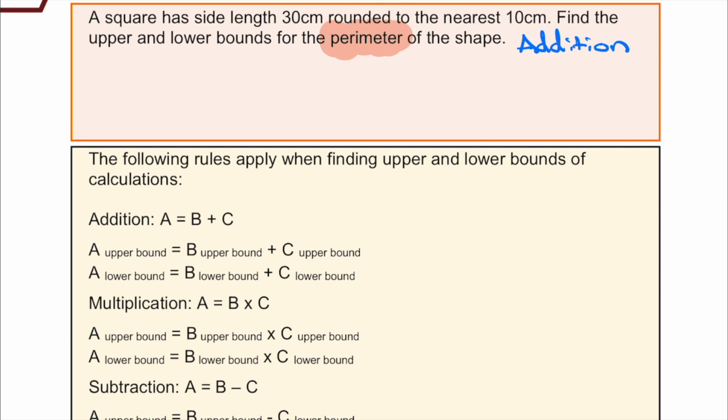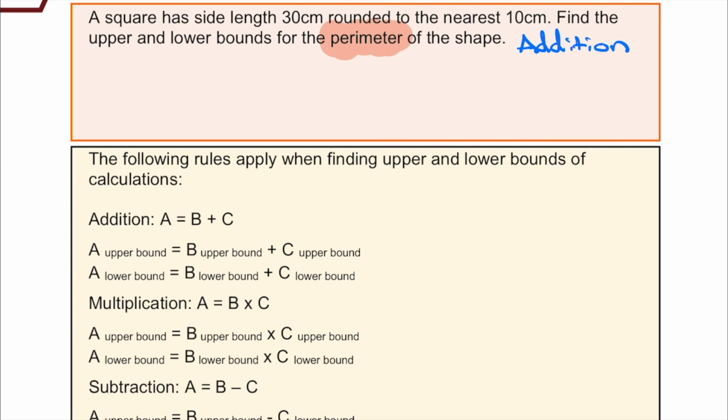And then we don't just want to calculate one thing. It actually asks us to find the upper bound and lower bound for the perimeter. So what is the biggest possible perimeter that it could have been? What's the smallest possible perimeter it could have been based on the rounding that's occurred in the measurements of the side lengths? So really simple way to think about this.